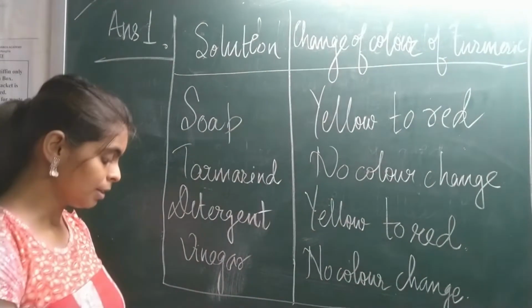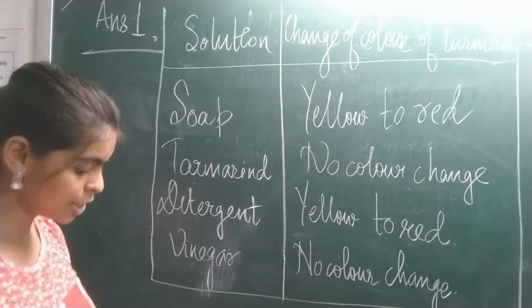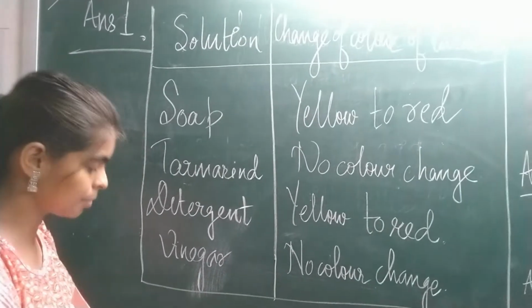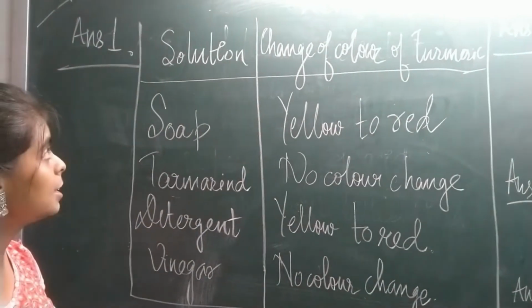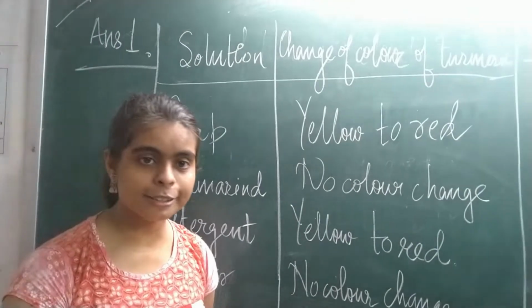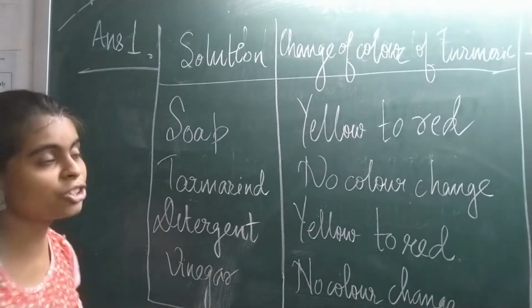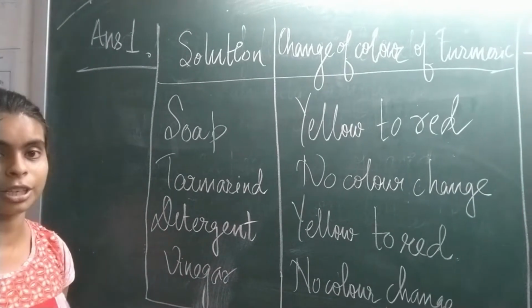What I have given? Perform an activity using a turmeric solution. Tell the color change in presence of soap, turmeric, detergent and vinegar. As you can see, I have already made a chart. We know that in presence of a base, turmeric as an indicator changes from yellow to red, and in acid there is no color change.